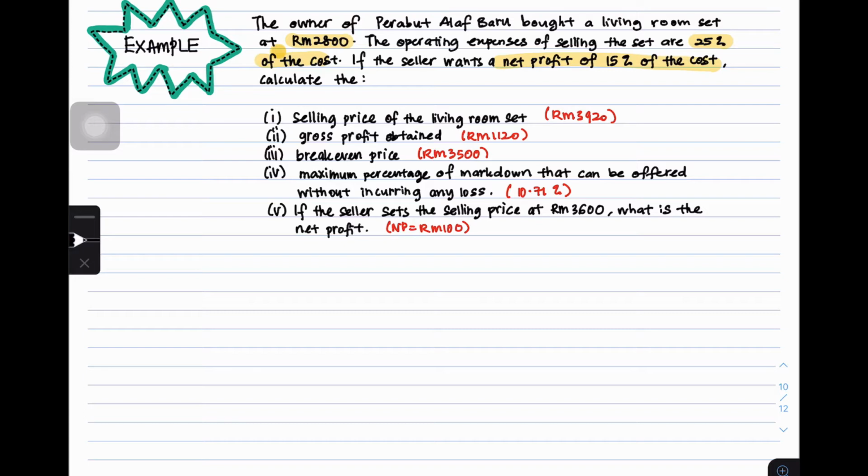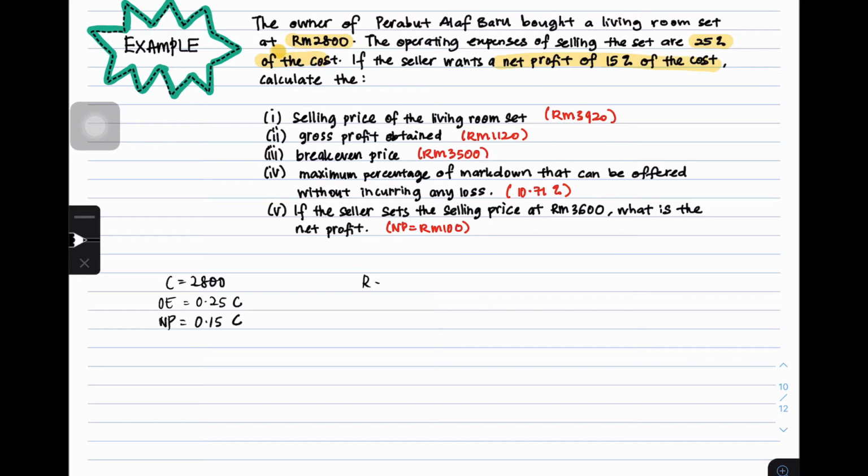Okay, so let's list down what is the information that we have. The cost C is 2,800. Then we have the operating expense is 25% of the cost. So 25% is 0.25 and 0.25 from the cost is 0.25C. Then seller ni dia nak keuntungan 15% daripada cost. So 15% adalah 0.15. So net profit dia nak 0.15 from cost. So 0.15C. Sekarang soalan nombor 1 tanya, what is the selling price?